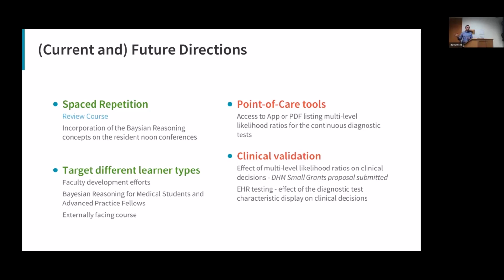And hopefully that will lead to a type of an RCT in the EHR where some clinicians would be able to view those additional details about tests, and we can see whether that leads to decreasing inappropriate testing and so on.